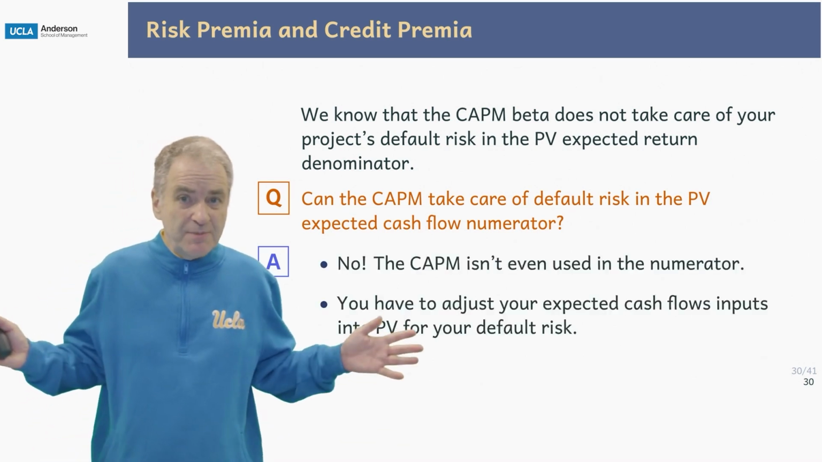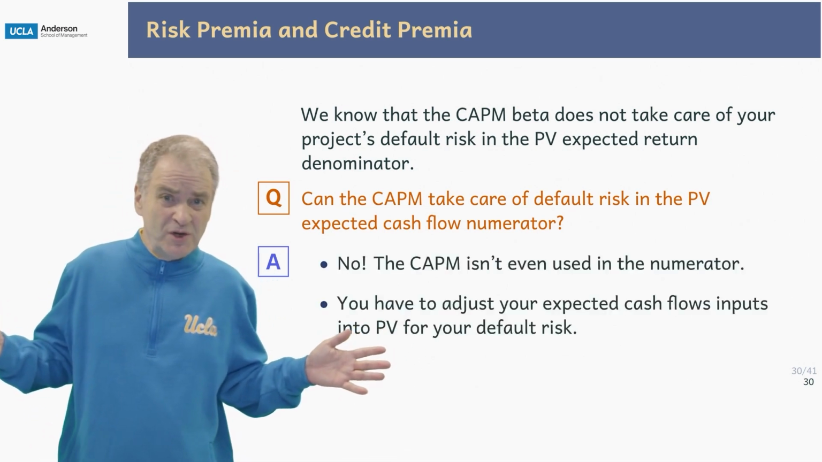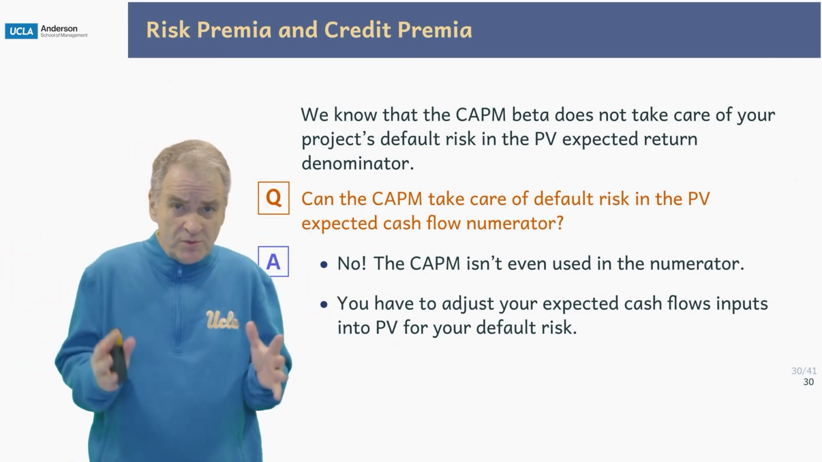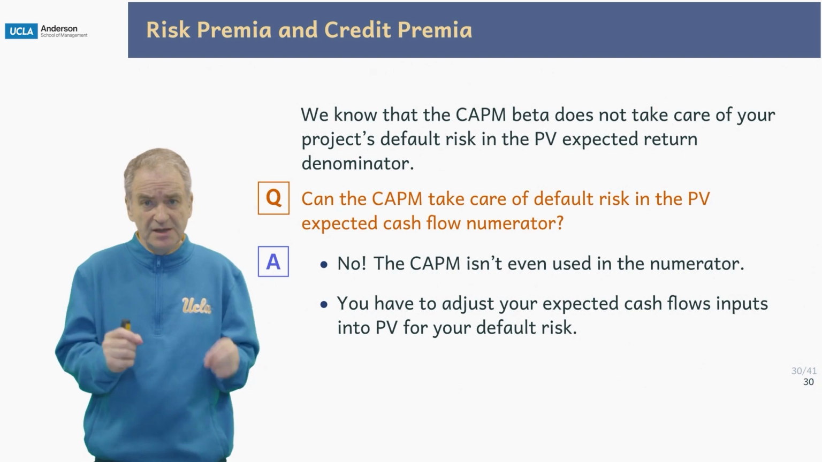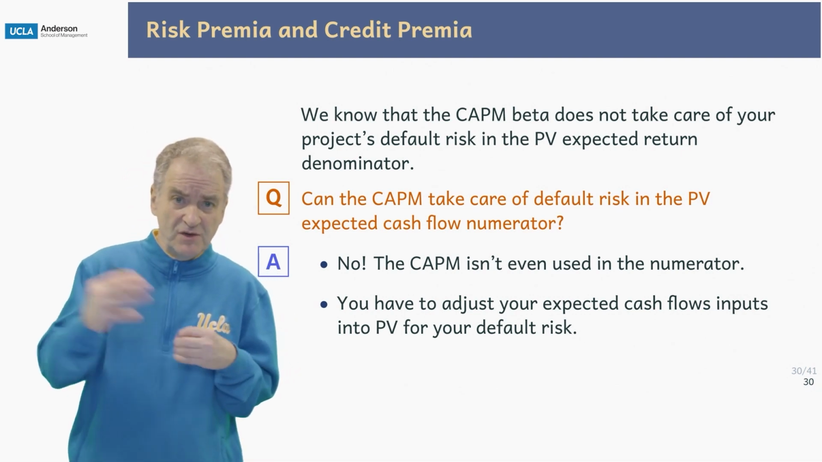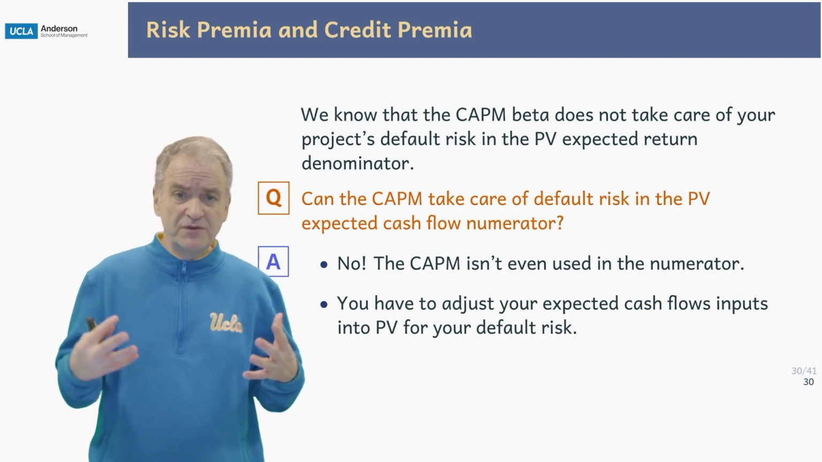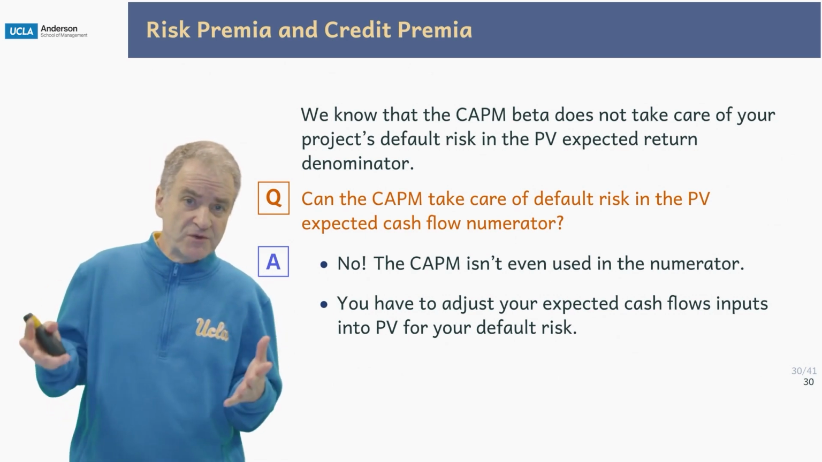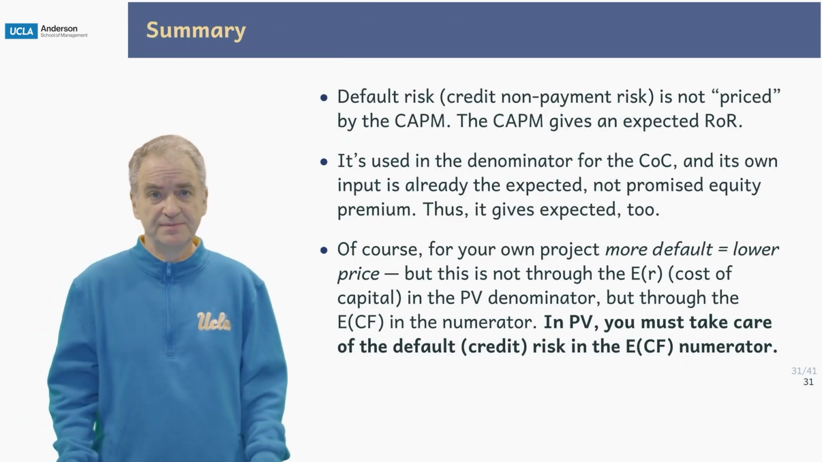No, in fact, the CAPM isn't even used in the numerator. There's no application for it. So for the numerator, you look at the expected cash flows of your project that you have projected, and you have to translate that into expected cash flows from cash flows in the best possible case.